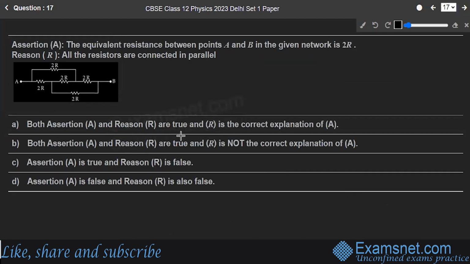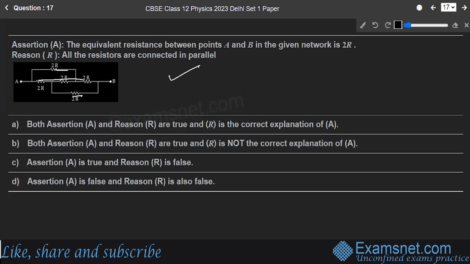The assertion says the equivalent resistance between the points A and B is 2R, and the reason says all the resistors are connected in parallel. Let's see this before answering. In the given circuit, the resistors are connected in both series and parallel configurations. To calculate the equivalent resistance between the points A and B, we need to simplify the circuit using appropriate rules. If we apply the series and the parallel rules to the resistors, we can reduce the circuit to a single equivalent resistor between A and B.